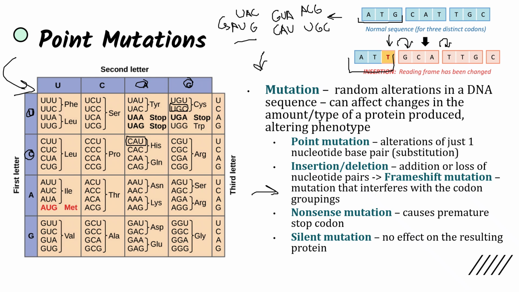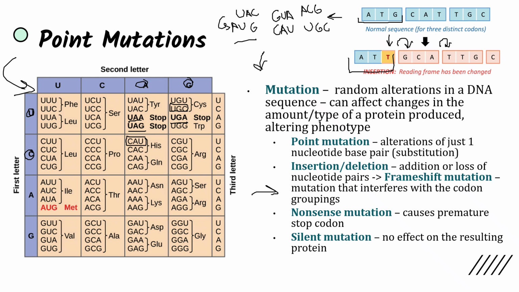So a stop codon means there's going to be either UAA, UAG, or UGA when you do the translation. And so a nonsense mutation can cause a premature stop codon before the amino acid sequence and the polypeptide is complete. But there are also silent mutations where there's no effect on the resulting protein.